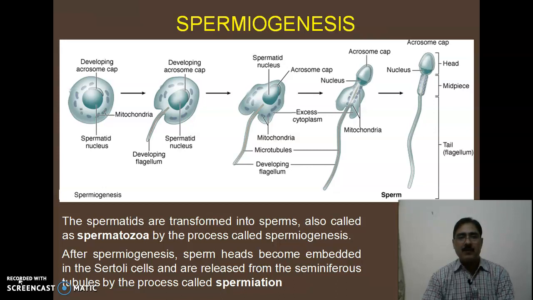And after spermiogenesis, sperm cells become embedded in the Sertoli cells and are released from the seminiferous tubules by the process called spermiation. So here two terms are used. One, spermiogenesis, which is the metamorphosis of spermatids into sperms or spermatozoa, and the second one is the releasing of sperms from the seminiferous tubules, which is known as spermiation.